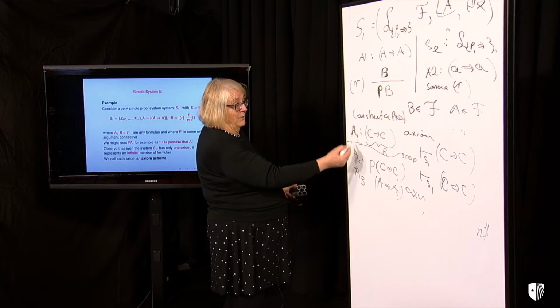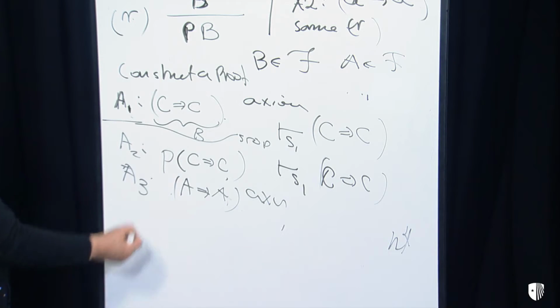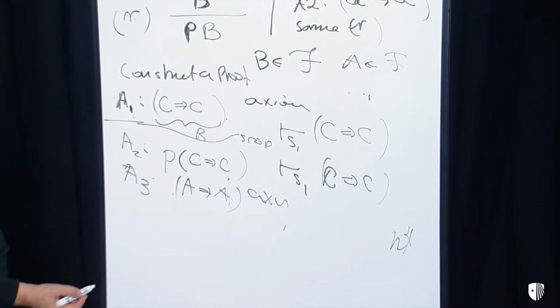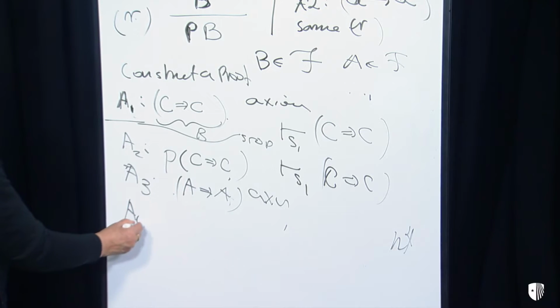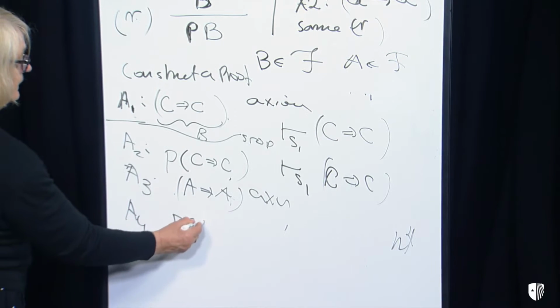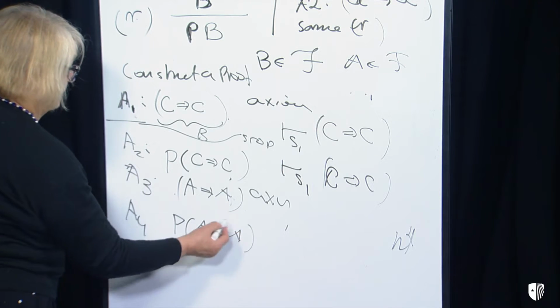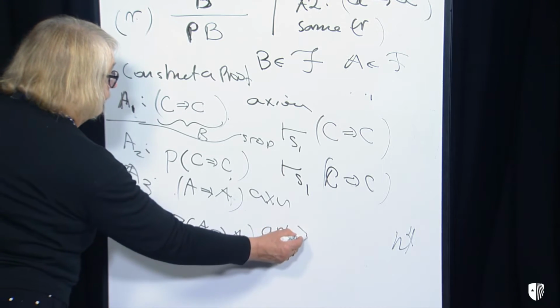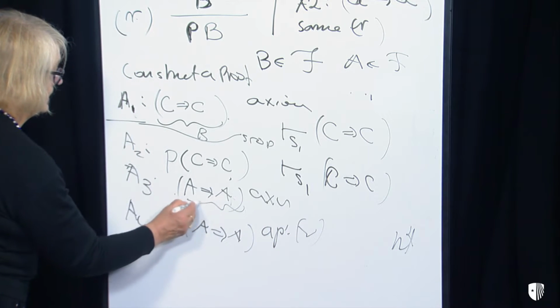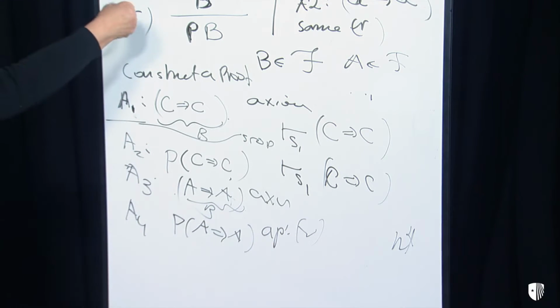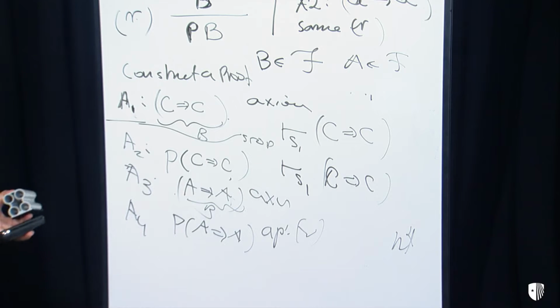So I prove now 1, 2, 3. I proved A implies A. But then I can keep going, and I can write PA implies A. And application of the rule, now this is our B. So those symbols, that's what they mean.